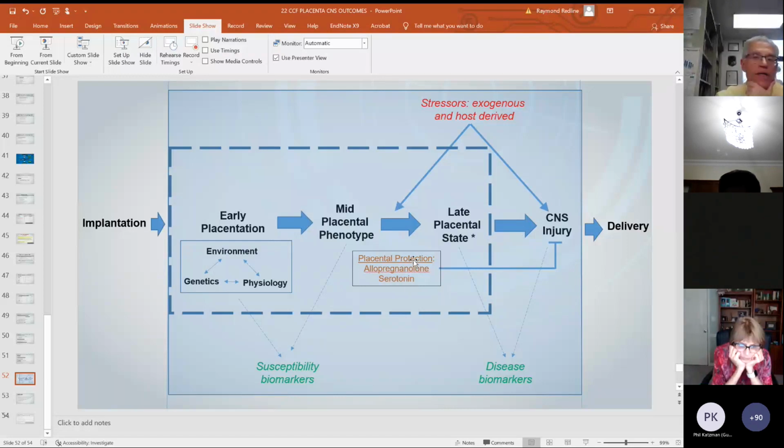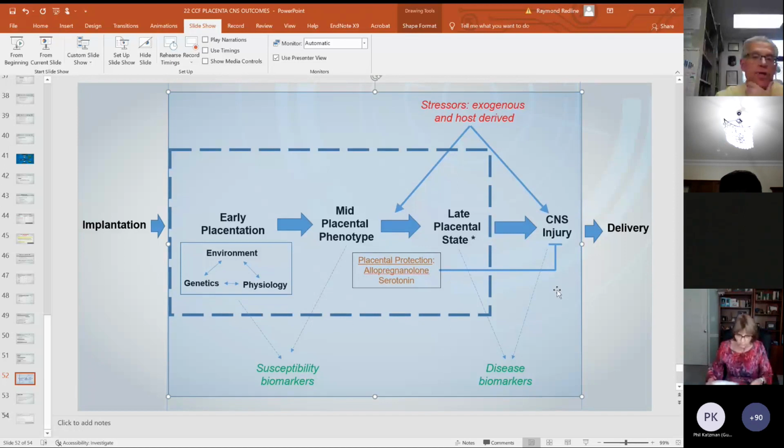Penn has written extensively on this, and Nigel Paneth has talked about moieties in the placenta that may protect against CNS injury. Allopregnanolone and serotonin are just two examples. And these may mitigate CNS injury. And perhaps if we have disease biomarkers, there may be other therapeutic interventions that we can introduce. Obviously postnatally head cooling would be one, but there may be prenatal interventions that can decrease the risk of CNS injury in these infants who are at risk.